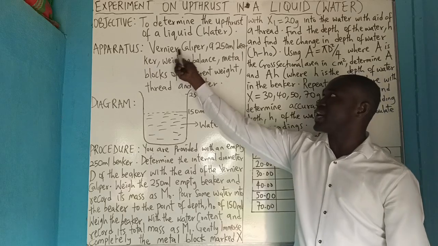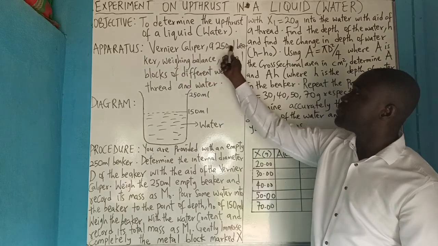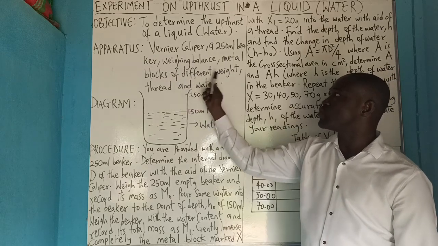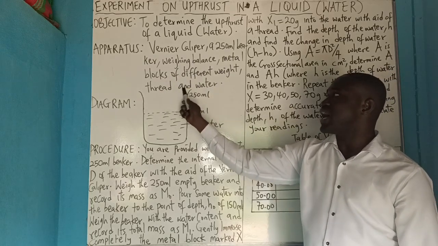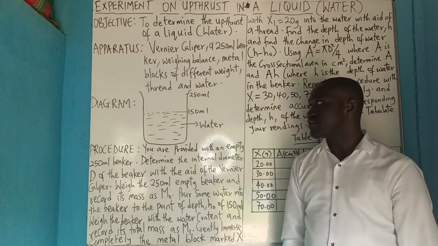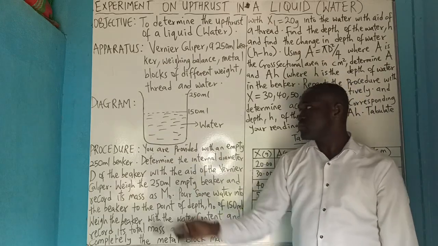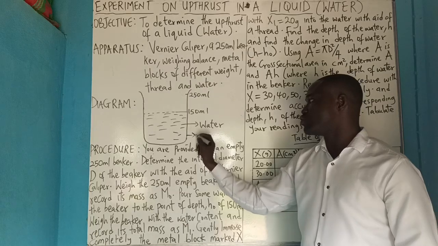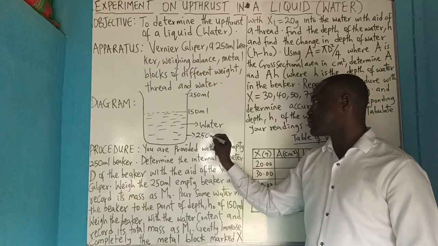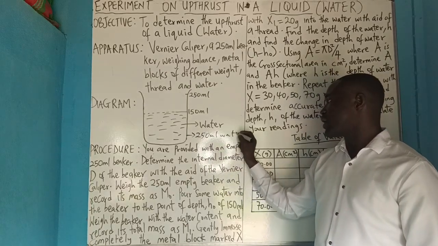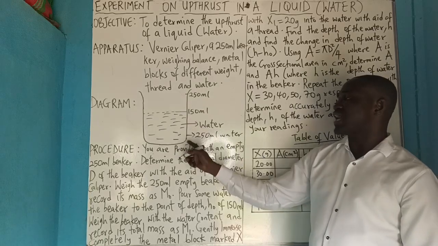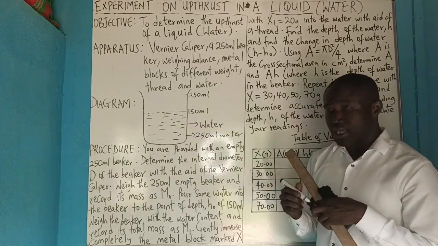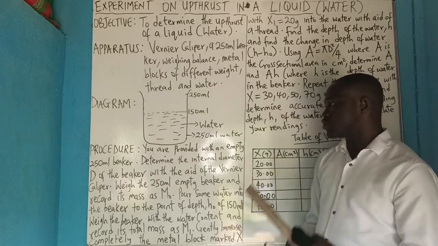Apparatus: you see a vernier caliper, a 250 ml beaker, a weighing balance, metal blocks of different weights, thread, and what? Water. Look at the diagram. This is just the beaker. Then this is water at 150 ml, and this is the 250 ml beaker. Let's see the procedure, so to speak.